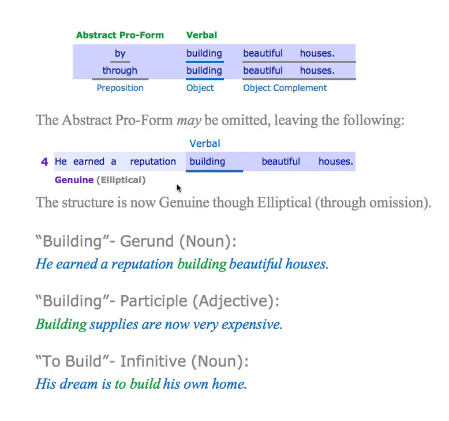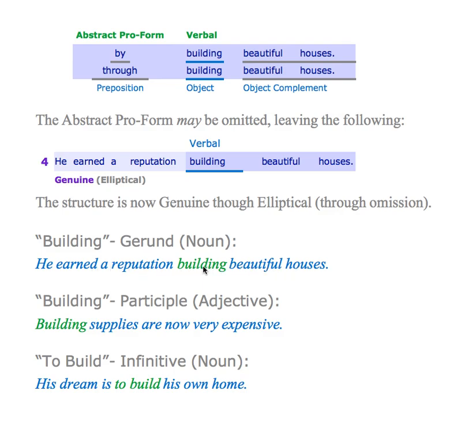And that's why we heard this sentence. That's why we heard it, because that's how someone spoke. The structure is now genuine, though elliptical. In other words, words were omitted. So all in all then, when all's said and done, you have your three verbals. You still have them. Let's say you have the word building. All right, it's a gerund version of verbal. And let's say it's a noun in this case. He earned a reputation building beautiful houses.